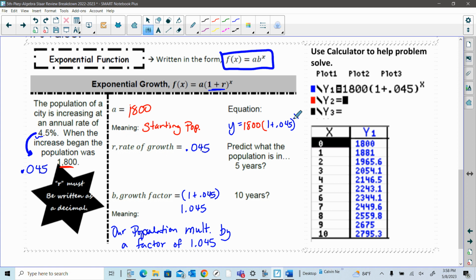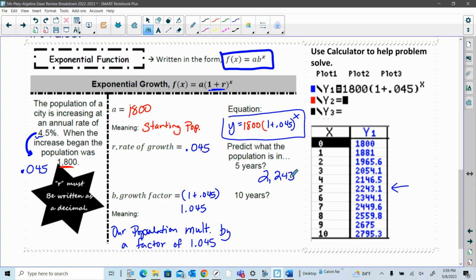Now they want us to predict the population in 5 years and 10 years. So we have to put this equation in our calculator, which is what they're showing you over here, okay? So you put it in the calculator and then you go to your table. So our prediction after 5 years is right here. This is our x, our number of years. So we can say that prediction is 2,243.